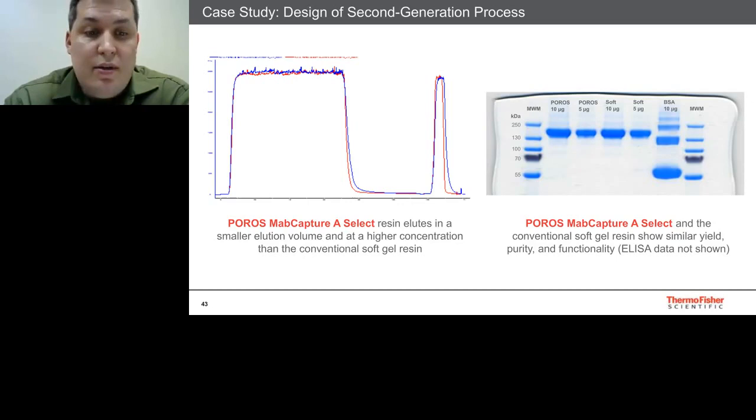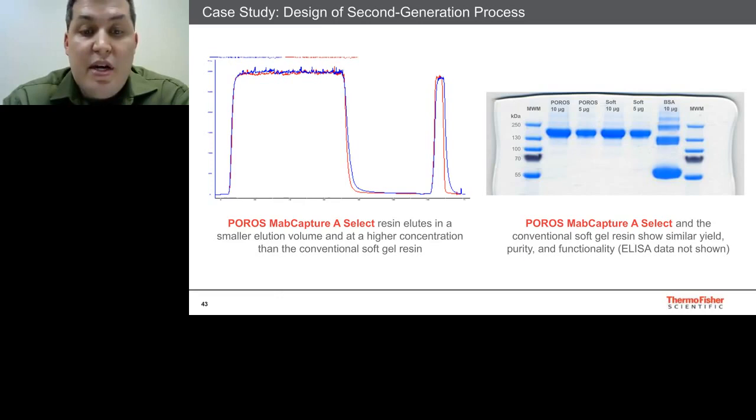They analyzed purity by SDS-PAGE, and they did not see any difference in purity between antibodies purified on Poros MabCapture A Select and recombinant Protein A Sepharose Fast Flow. Lastly, they tested activity, which was not shown here, but they did not detect any difference in activity between the antibodies that were purified on the two different resins.